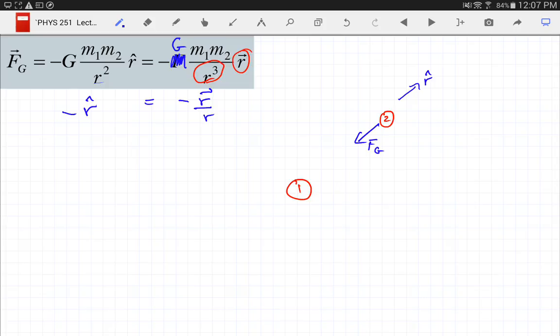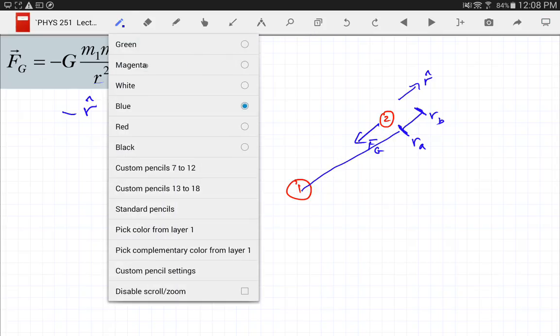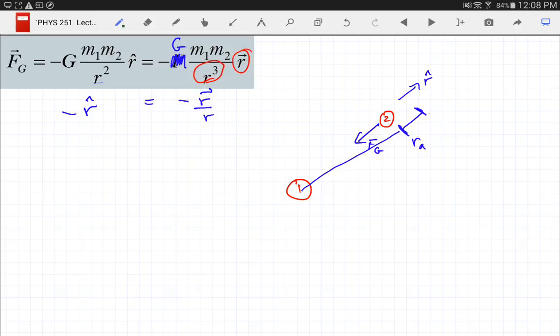Now I want to calculate the work done. Let's say that I take this and I move it from here to here. So here I have RA and here I'll have RB. Now remember, R is measured as this distance. Using the same color for both of those was definitely a bad choice. Okay, so I'm moving it from RA to RB.